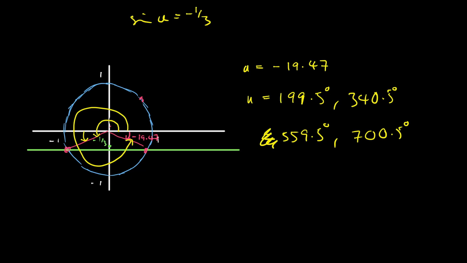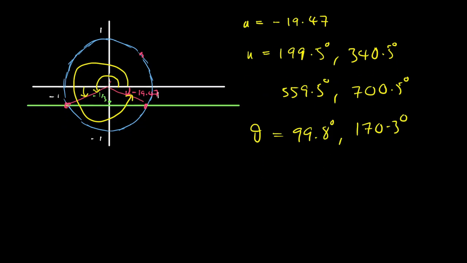Okay, so these are all of my solutions for u. But remember, u is equal to 2 theta. So my theta is going to be each of these values, but then divided through by 2. So 199.5 divided by 2 is 99.75, or 99.8 degrees. 340.5 divided by 2 is 170.3.